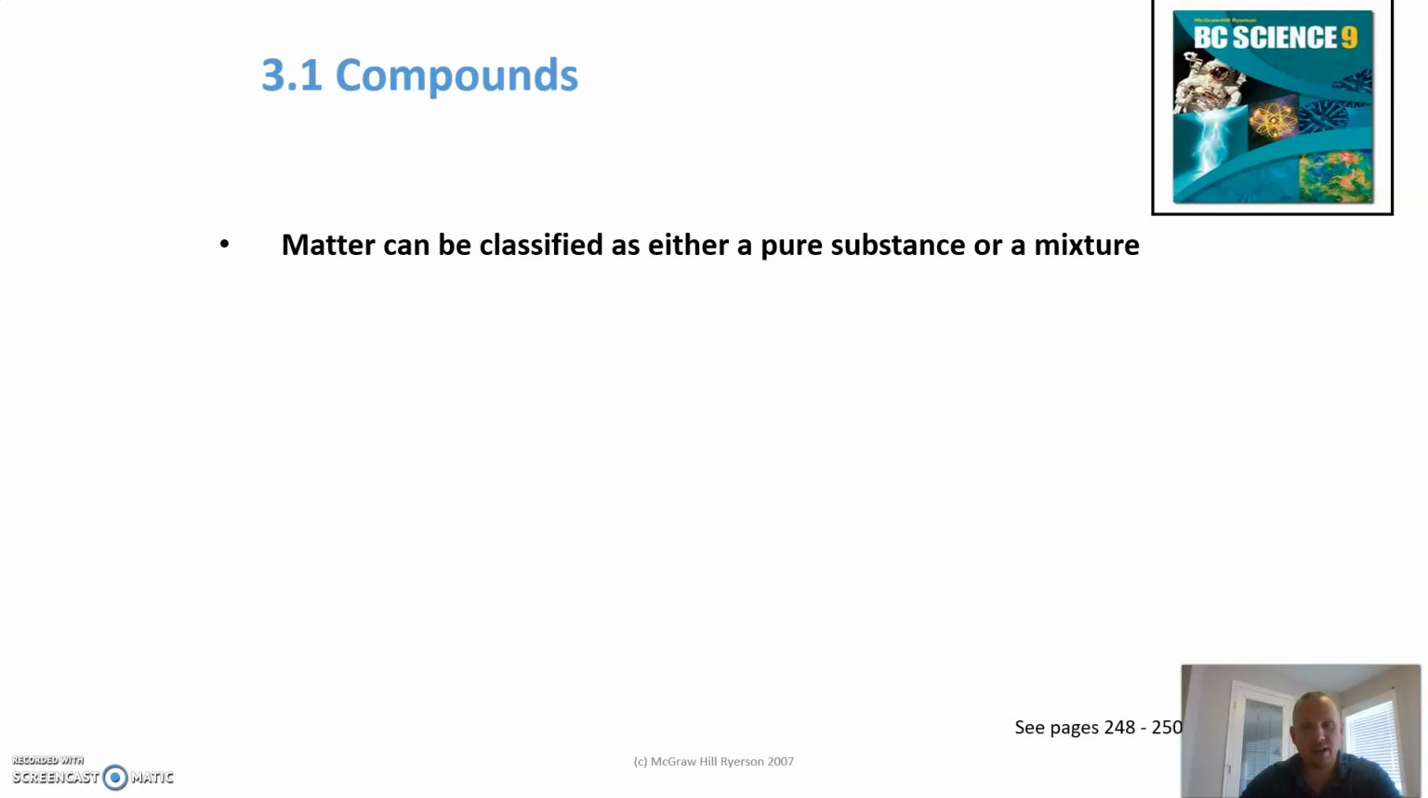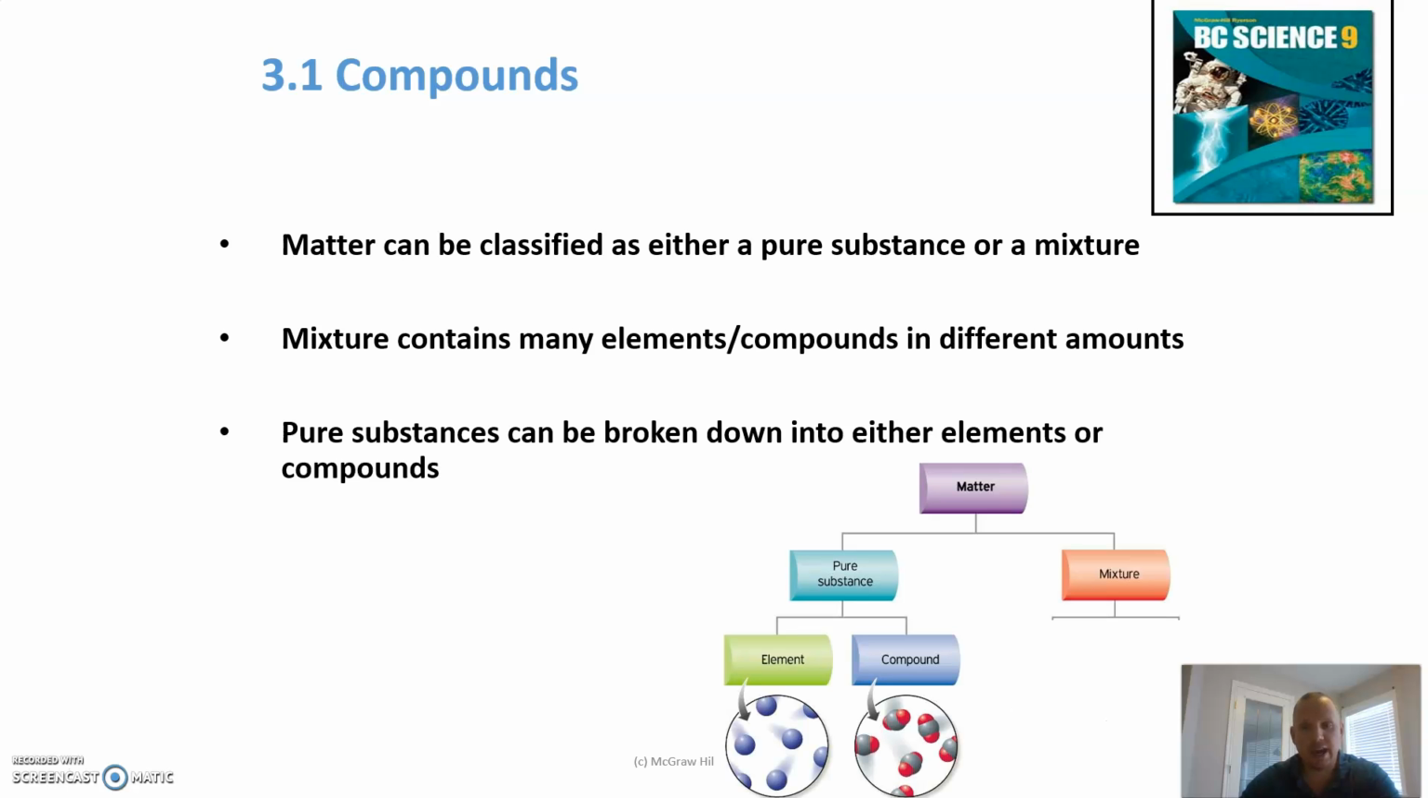So just to backtrack a little bit, a couple weeks ago we talked about what matter is. Matter can be broken down. It could either be a pure substance or a mixture. So we don't deal with mixtures in Science 9. Pure substances could either be elements, so pure elements such as oxygen, hydrogen, or they could be compounds, which we're going to talk about this week.